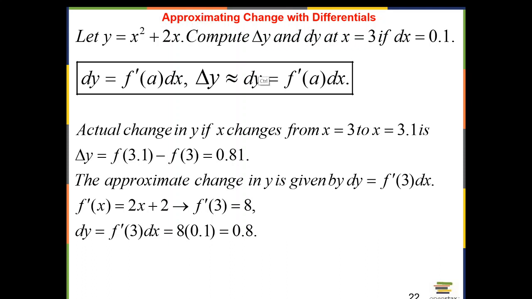Now, what is dy? Well, dy has a formula. dy is f prime at a times dx. A here is 3, right? So we have to find the derivative of this. What's the derivative? It's 2x plus 2, right? And take the derivative and substitute 3 in it, we get 8. So dy is 8 times dx, which is 0.1. So you see the difference is really small. Our delta y is 0.81 and our dy is 0.8. So we can safely approximate that delta y using dy, right?